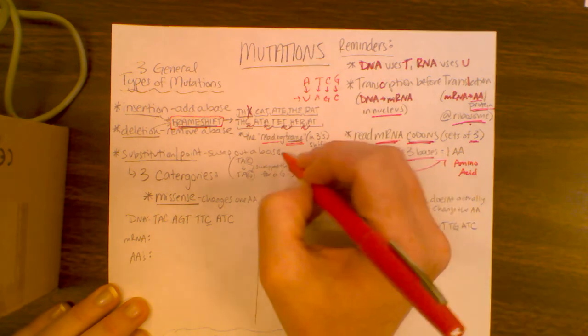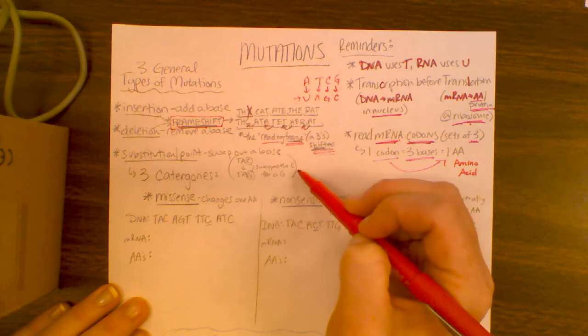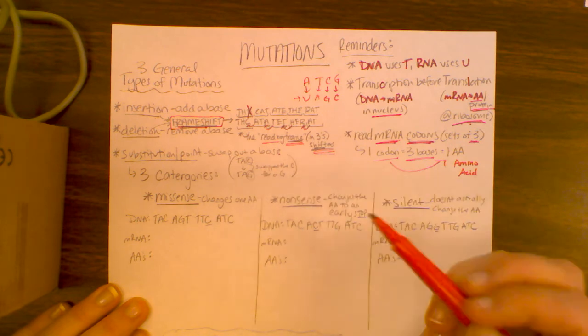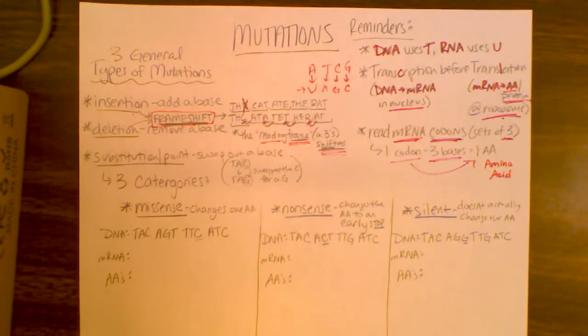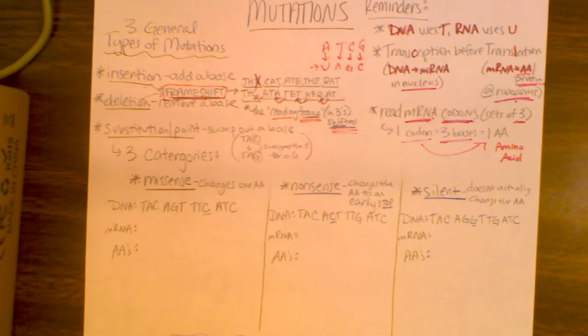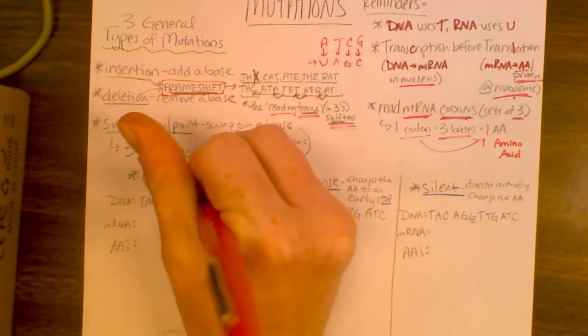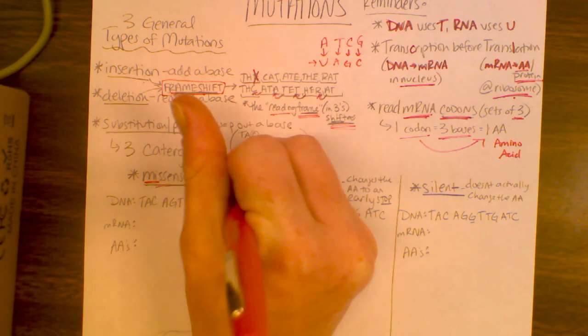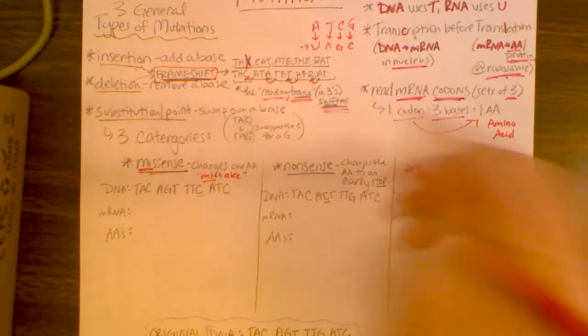And then substitutions, we're swapping them out. So like, for example, TAC would become TAG. So you swapped out the C for a G. And there are 3 different categories of that. We have one called a missense, like a mistake. Okay, mistake. A nonsense, and then a silent.